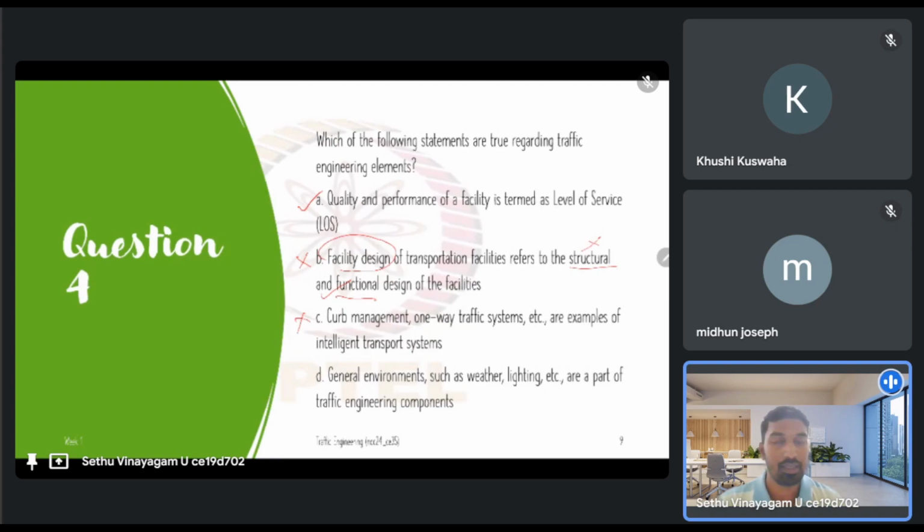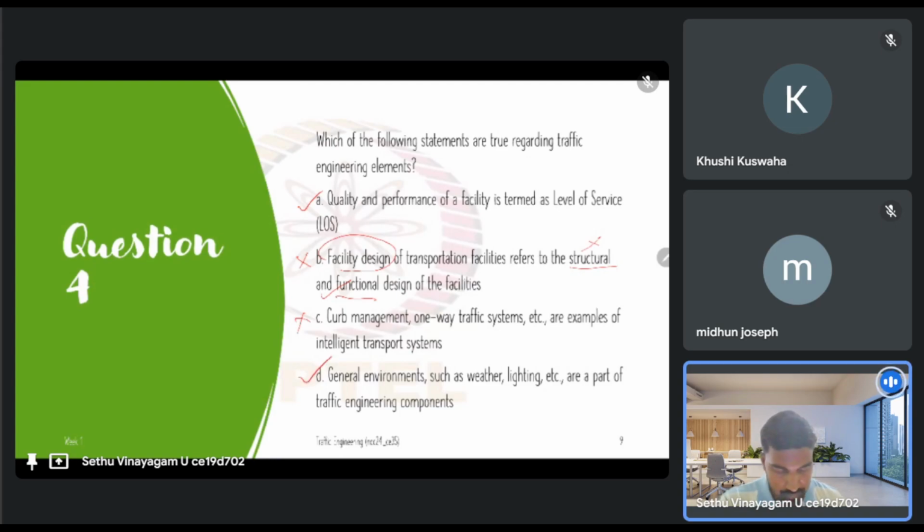ITS is different, right? That deals with the use of advanced technologies, and it has a different set of strategies, technologies and devices that we will be using. So the solutions in ITS are different from what is given here. So C is incorrect. D is correct.